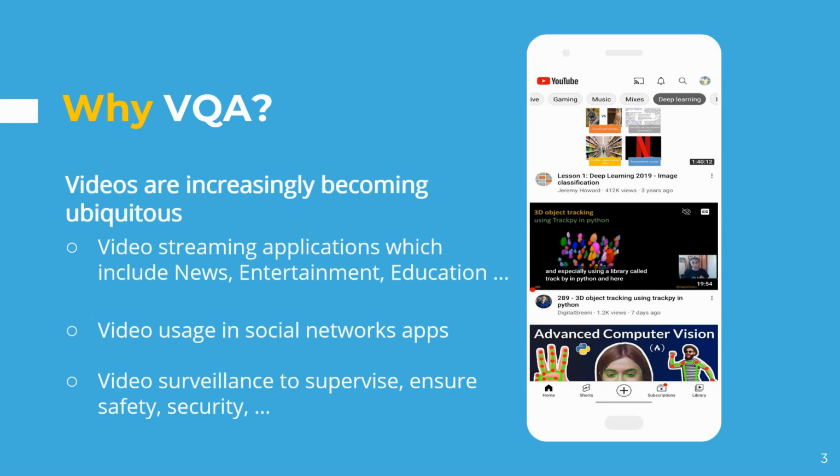Second example, video usage in social network apps such as WhatsApp, Telegram, Instagram, and the other local famous apps. And video surveillance, which is widely used to supervise, ensure safety, security, and something like that.